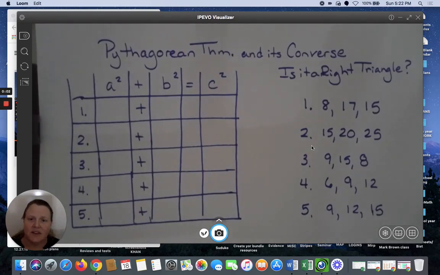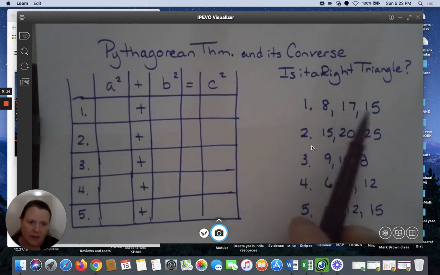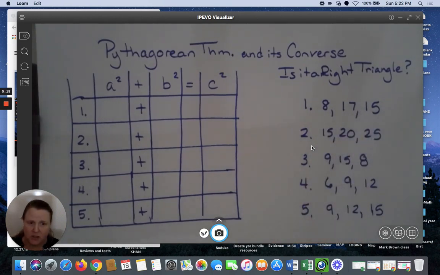Today we're going to talk about the converse of the Pythagorean theorem. So essentially what the converse says is that if you know that the Pythagorean theorem says that the two legs squared should equal the hypotenuse, then the opposite should also be true. If I give you three random numbers for the legs and the hypotenuse, can you figure out whether it actually is a right triangle by using the formula?